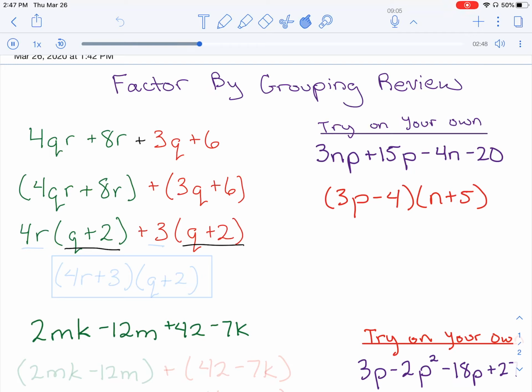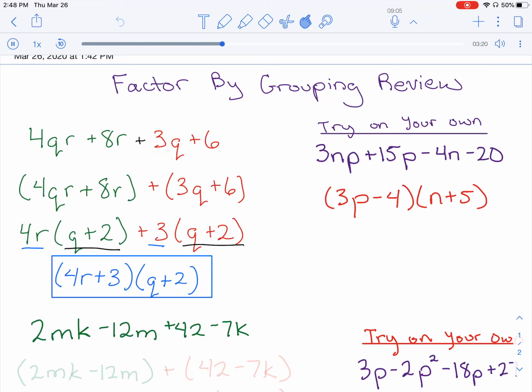So what we're going to do is, let's use a different color. I'm going to take the 4R and the 3 and combine them together. So I have 4R plus 3 times the common factor of both of those, which is Q plus 2. And so this is the result of factoring the polynomial above.